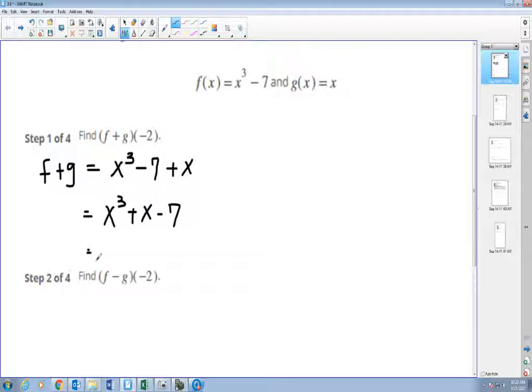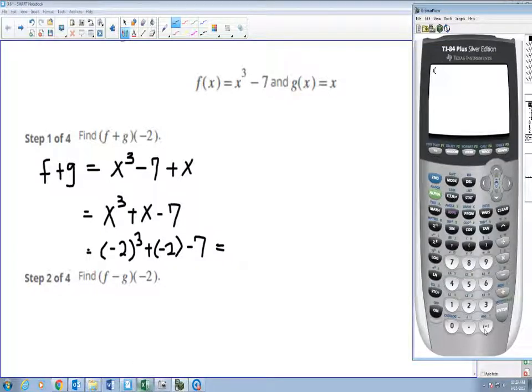To evaluate at -2, I can either put it in the calculator, graph this cubic function and go to the table, or I can just write it out. I'm going to write it out: -2 to the third power plus -2 minus 7. Make sure you write it out correctly. So let's see what our y value is going to be. The y value is -17.